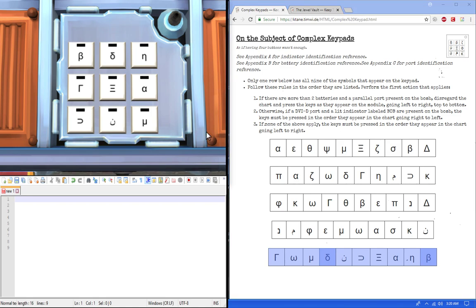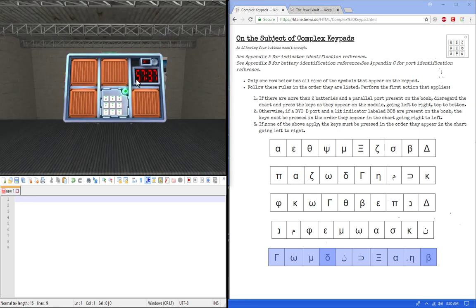So we're going to press left to right. Okay, L, omega, which is not here, mu, a second here, delta, when I smile, U on its side, 3-line, alpha, eta, beta. Alright.